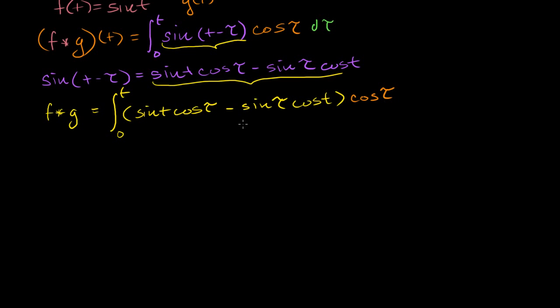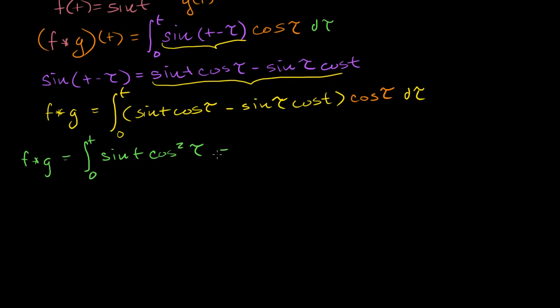I have to be careful with my tau's and t's. And let's see, t and tau and t. Everything's working so far. So then that's dt, or sorry, d tau. To be very careful here. Now let's distribute this cosine of tau out. And what do we get? We get, so f convoluted with g, I guess called f star g, it's equal to the integral from 0 to t of sine of t times cosine of tau times cosine of tau. I'm just distributing this cosine of tau. So it's cosine squared of tau.